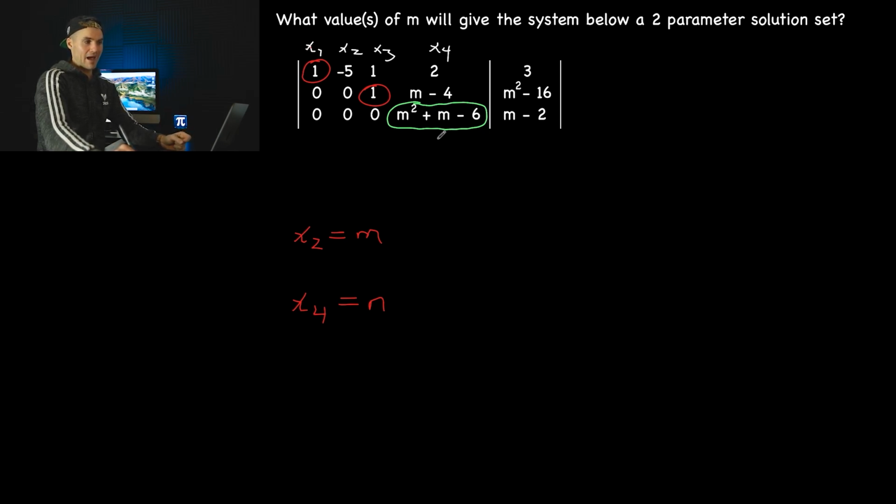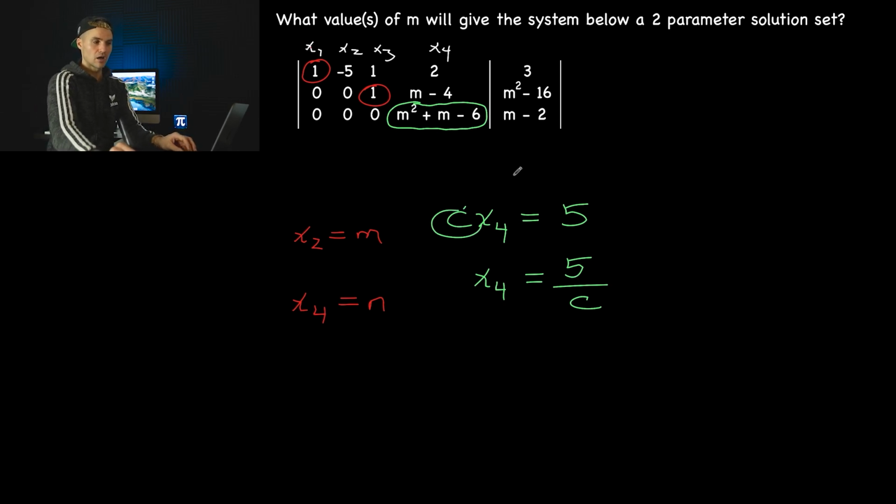Because if this term is something other than 0, then you're going to have a constant, x4 is equal to some kind of other constant over here. Let's say it's going to be 5. It could be something else, but let's just pretend that it's going to be 5. So then notice that you're going to get an actual value for x4. It'll be 5 over whatever that constant here is, other than 0. And then x4 won't be a free variable, and then it's not going to be a two-parameter solution set. It would only be a one-parameter solution set where only x2 would be the free variable.